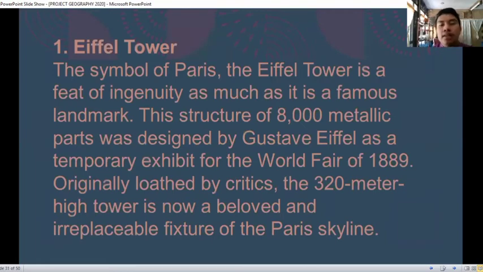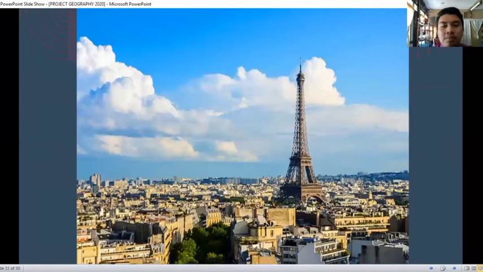The symbol of Paris, the Eiffel Tower is a feat of ingenuity as much as it is a famous landmark. This structure of 8,000 metallic parts was designed by Gustave Eiffel as a temporary exhibit for the World Fair of 1889. Originally lauded by critics, the 320-meter high tower is now a beloved and irreplaceable fixture of the Paris skyline. This is the Eiffel Tower.